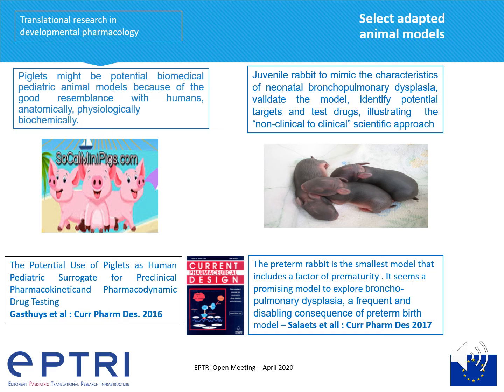Preclinical innovation may also concern better selection of juvenile animal models, such as the mini pig, as human pediatric surrogate for clinical pharmacokinetics and pharmacodynamic drug testing, or the juvenile rabbit to mimic the characteristics of neonatal bronchopulmonary dysplasia. This model is the smallest model that includes a factor of prematurity, and it seems a promising model to explore bronchopulmonary dysplasia, a frequent and disabling consequence of preterm birth.